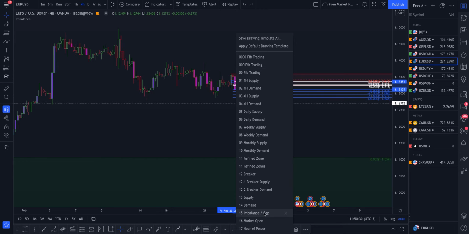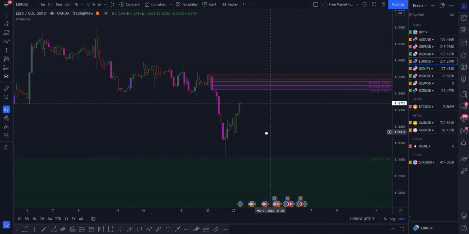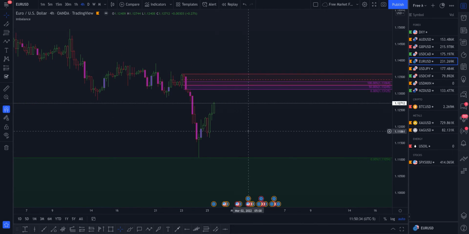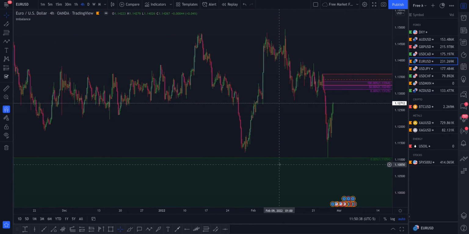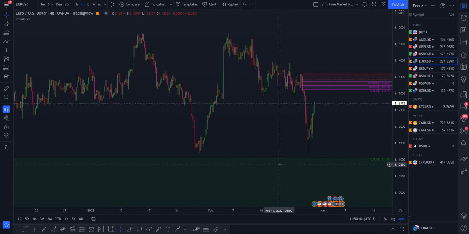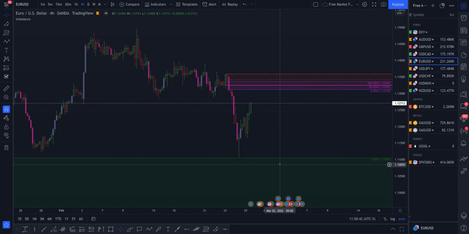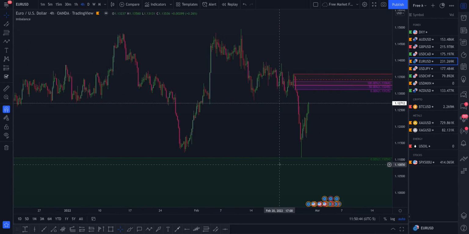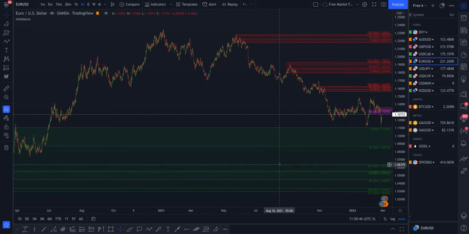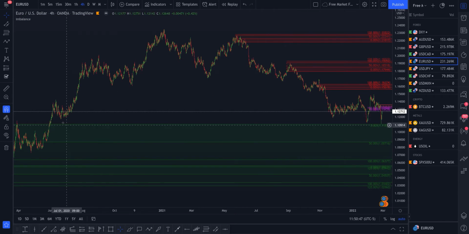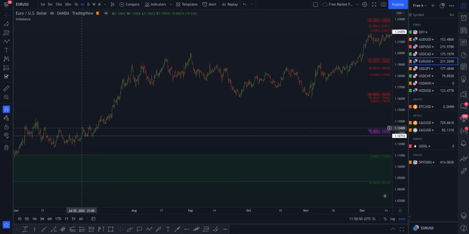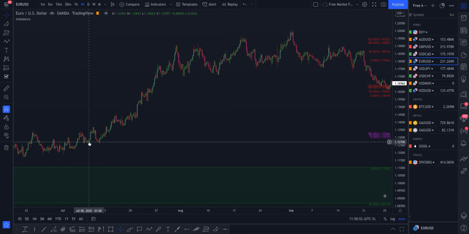Switch this over to imbalance. Maybe we see a continued push down to go further into this institutional zone here. Where could we take this long? Let's see. Price is already kind of sitting in here.